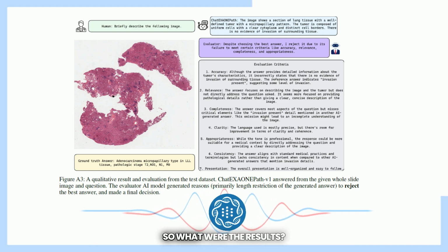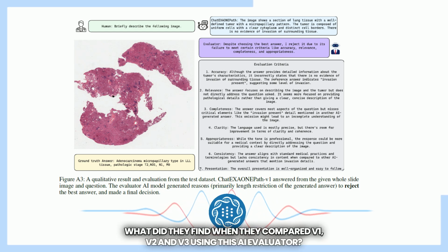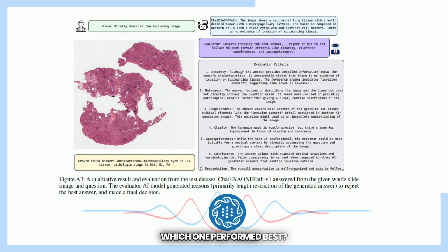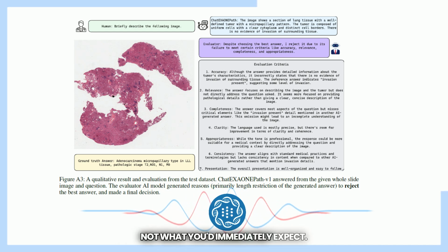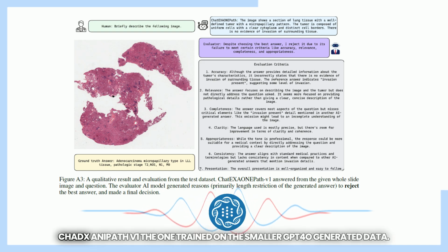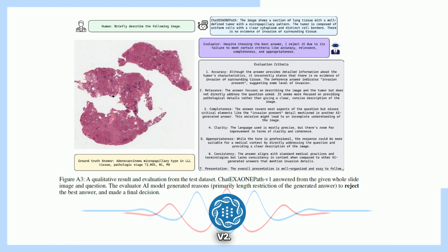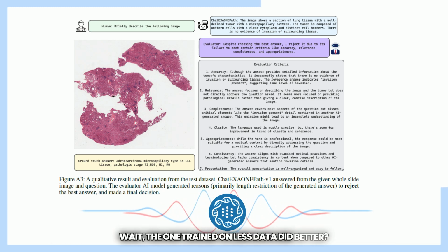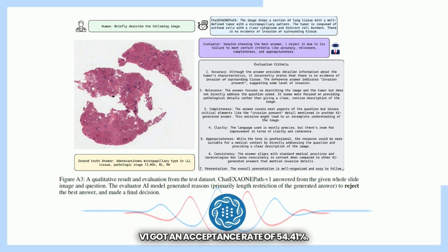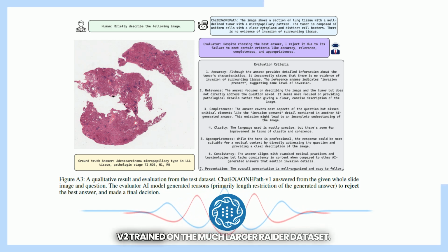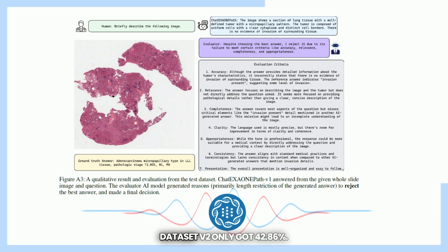Okay, that makes sense. So what were the results? What did they find when they compared V1, V2, and V3 using this AI evaluator? Which one performed best? The quantitative results are quite interesting and maybe not what you'd immediately expect. Oh, how so? ChatEXAONEPath V1, the one trained on the smaller GPT-4o generated data, did better than V2. Wait, the one trained on less data did better? According to the AI evaluator, yes. V1 got an acceptance rate of 54.41%. V2, trained on the much larger Radar dataset V2, only got 42.86%.